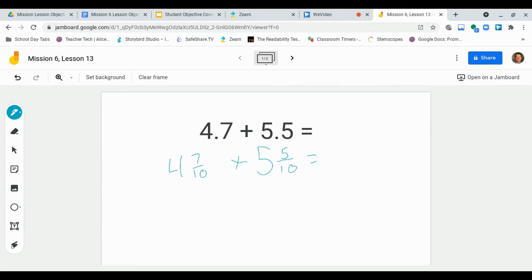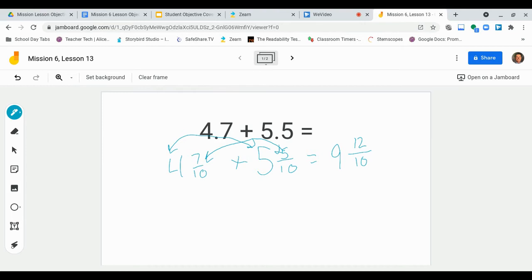So the first thing I'm going to do, remember, I'm just going to add the whole numbers. So 4 plus 5 is 9. And then I'm going to add the fractions. So 7/10 plus 5/10. Well, 7 plus 5 is 12. And then remember our denominator, 10, stays the same. So I have 9 and 12/10.